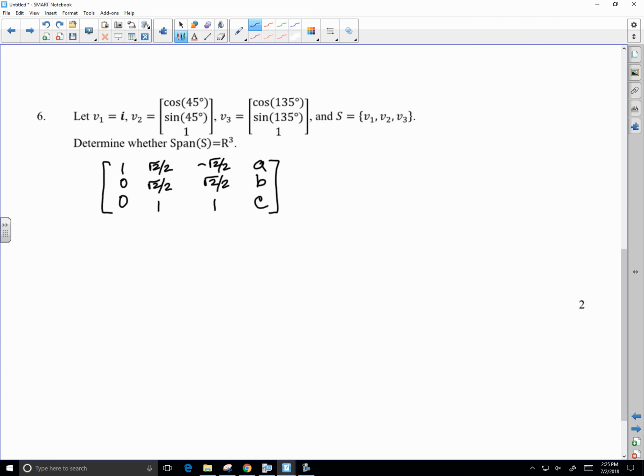Let's see. If I add row 2 to row 1, that'll cancel out this guy. If I subtract, it'll cancel out that guy and double that guy. So really it's one way or the other. So let's see, what do I want to do? I will just add them. R2 plus R1. So 1, we're going to get a root 2, a 0, and an A plus B.